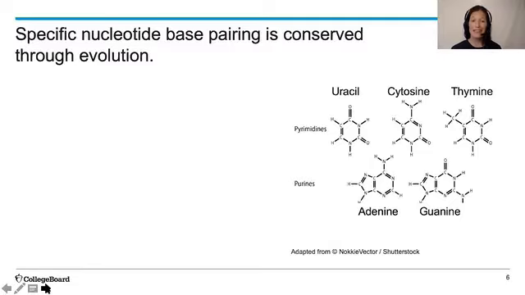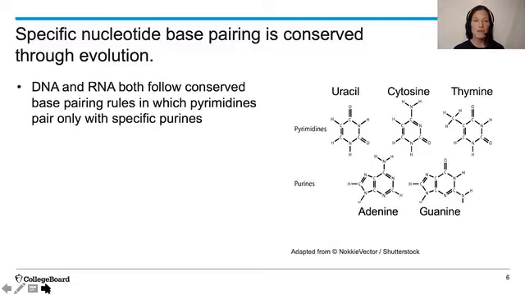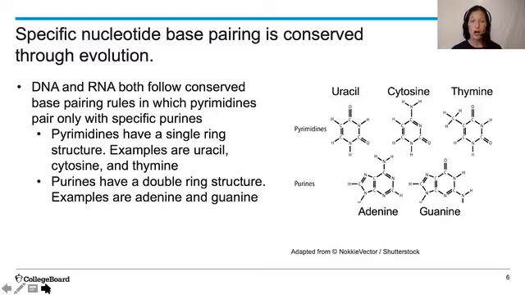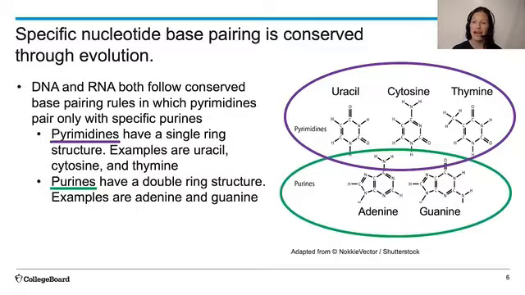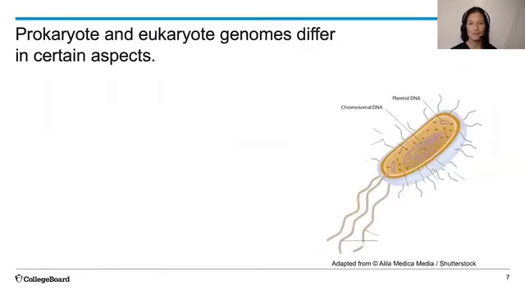This base pairing is conserved through evolution. And what I mean by that is these base pairing rules are specific. They happen between these purines and pyrimidines, and all organisms use the same rules. Our pyrimidines, those are the ones circled over here in purple, they have a single ring structure. So we've got uracil, cytosine, and thymine. You'll notice in the middle of each one, there's one ring with some things hanging off of it. And then we have our purines, adenine and guanine, and those are a two-ring structure, a double-ringed structure.